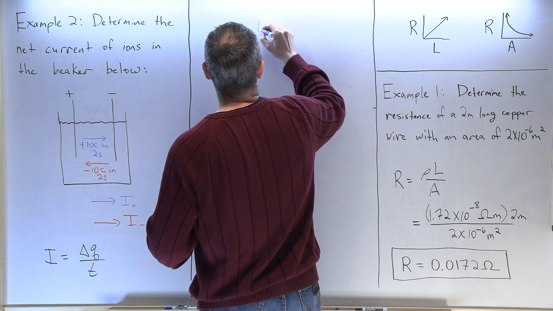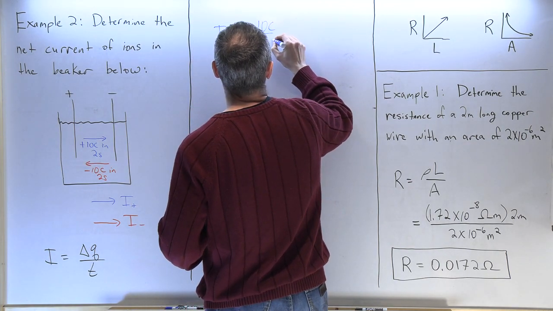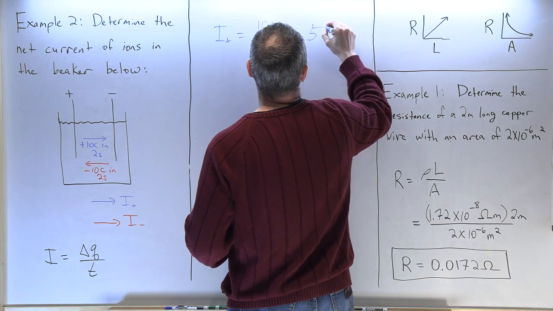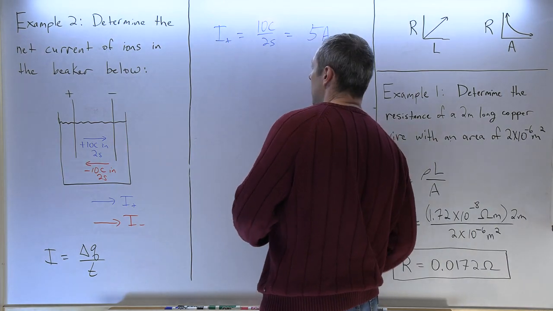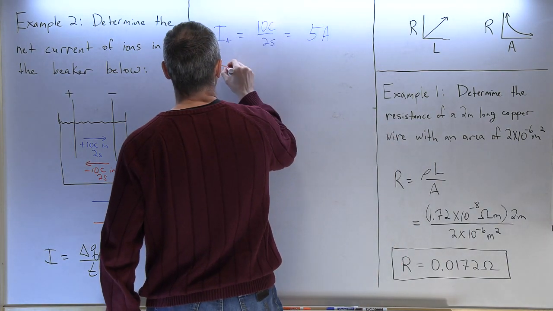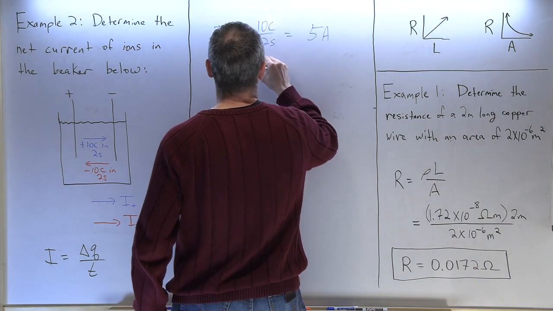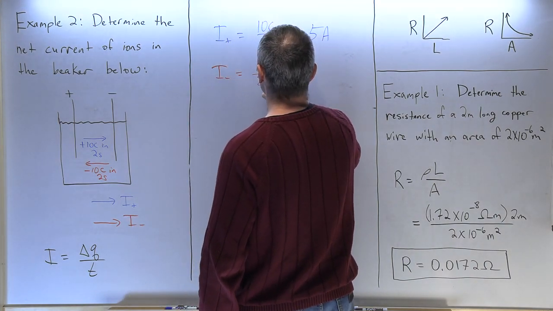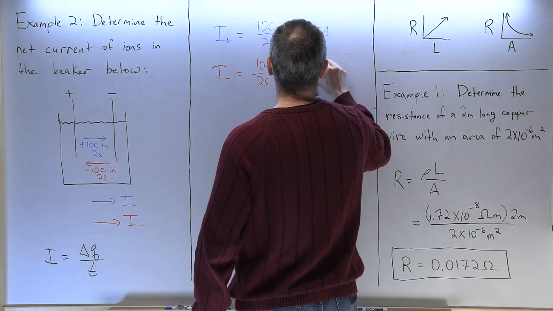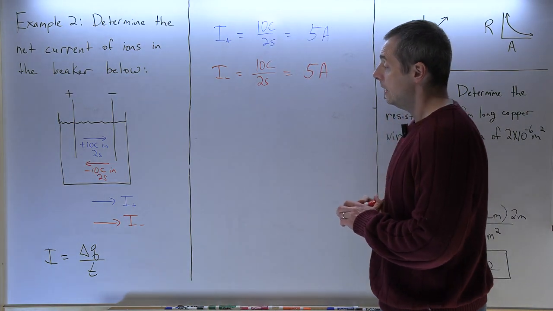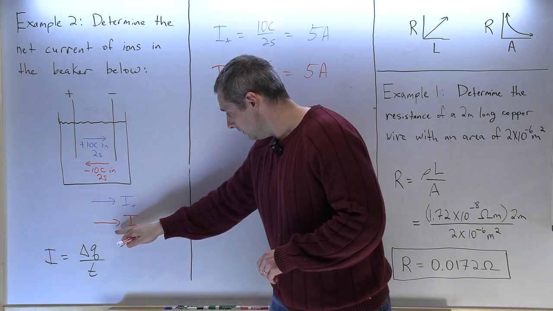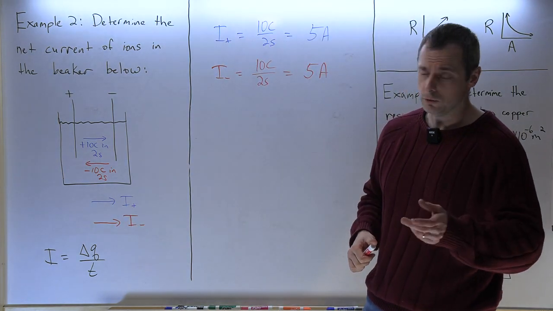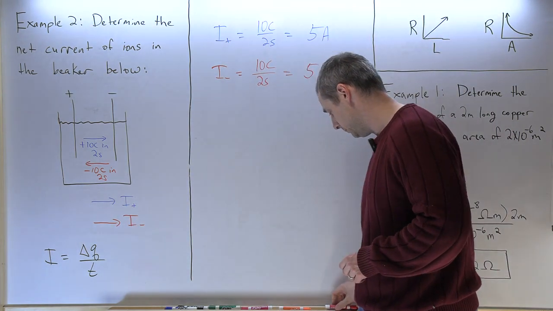It's going to be 10 coulombs over 2 seconds, which equals 5 amps. And for the negative, it's also 10 coulombs over 2 seconds, which also equals 5 amps. Again, don't put in the minus here. We already included the minus by switching the current around to be consistent with the previous part of the problem.